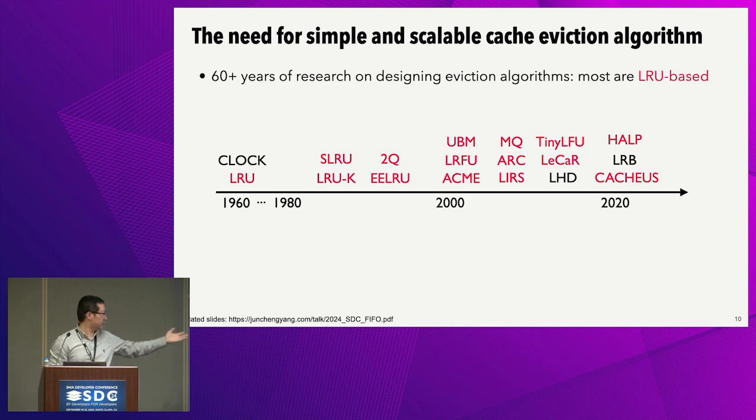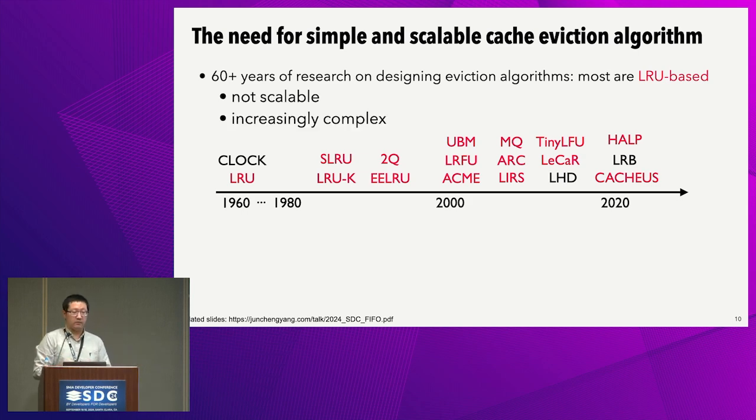So all these algorithms in red are all LRU based. As LRU based algorithms, they have two problems. First, they are not scalable, because upon each request, an LRU-based eviction algorithm needs to move the requested object to the head of the queue, and this requires locking. And this global locking limits the scalability of LRU-based caches. And second, in the past 20 years, cache eviction algorithms have become increasingly complex.